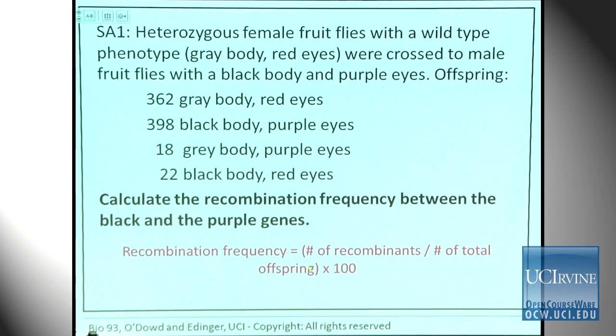So how many recombinants did we get? 18 plus 22 is 40. And the total number of offspring, if you add all of these up, is 800. If we give you math to do on the exam, you're not bringing a calculator, so it'll be pretty simple stuff like this. When you have 40 over 800, you can reduce that to 1 over 20, so it's 5%.